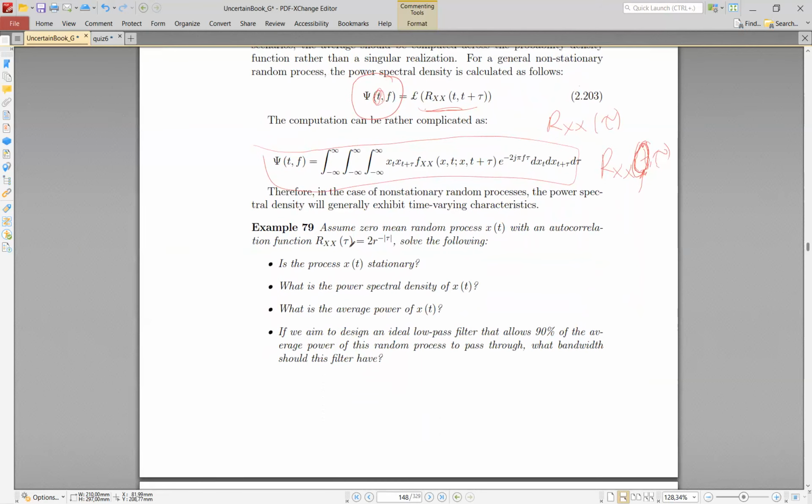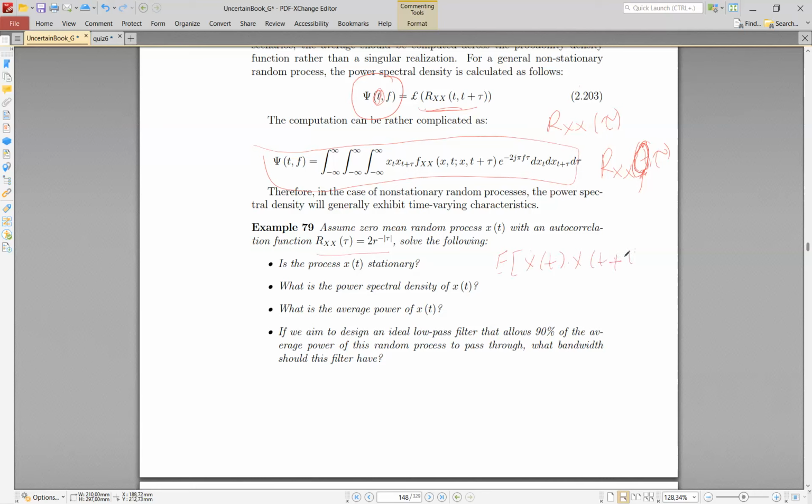After that, we gave one example. Assume a zero mean random process x of t with an autocorrelation function. The autocorrelation is given in this way. Then they ask: is this process stationary? Of course it is stationary. Why? Because we don't have the t information. We have only the delay information. Because now we have the autocorrelation, which means the expectation of x at t times x at t plus or minus tau.